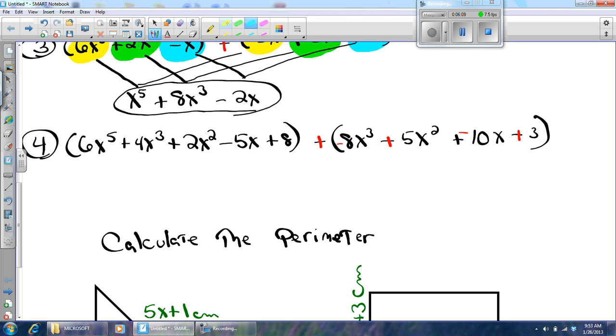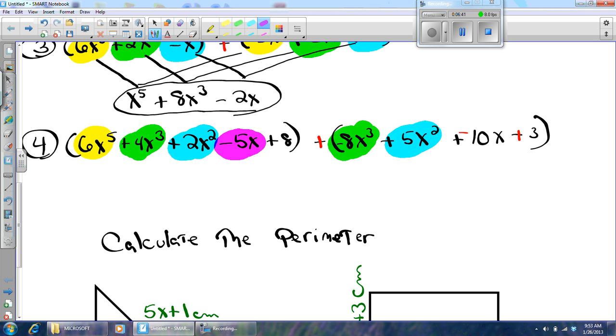So I've got 6x to the fifth right here. Oh, I don't have any x to the fifth. All right, I'll move to a new color. Okay, I've got 4x cubes here, positive, right? Got to grab that sign. And I've got a negative 8x cubes right there. All right, now I'll do 2x squared and a 5x squared. I've got a minus 5x and a minus 10x.